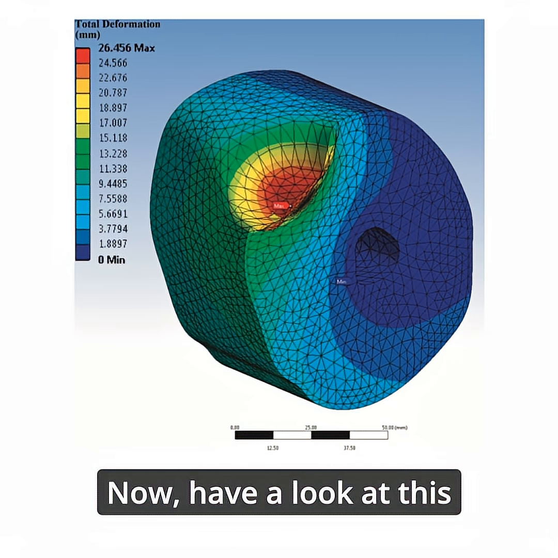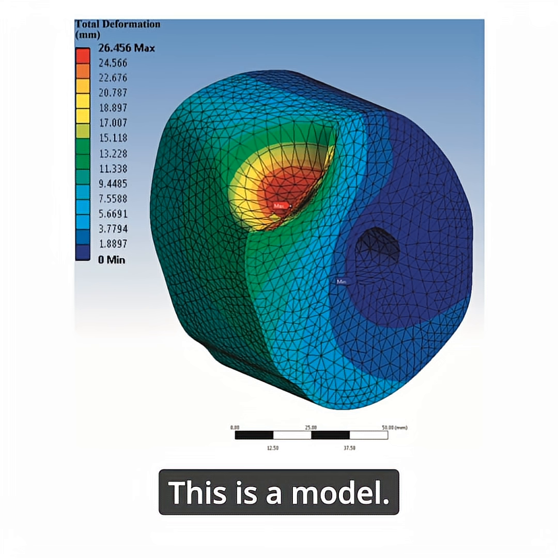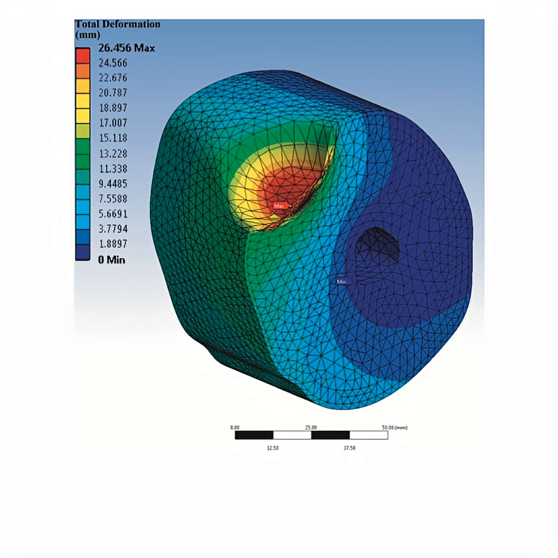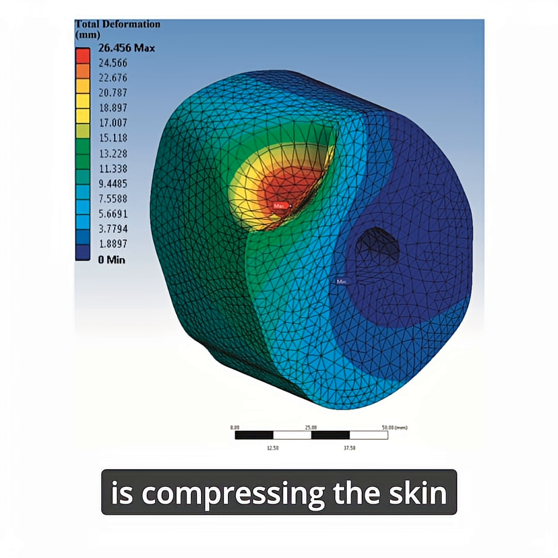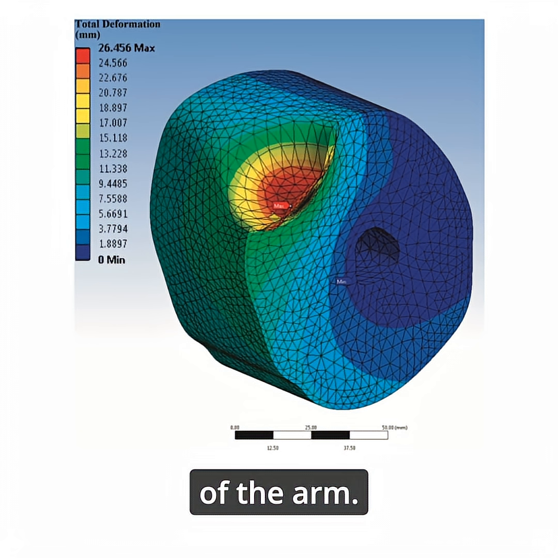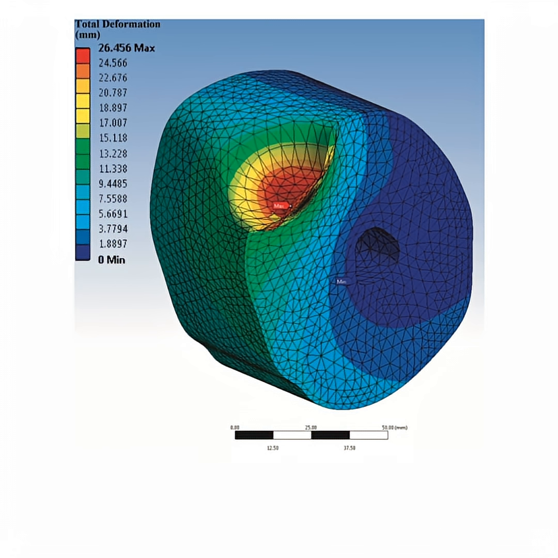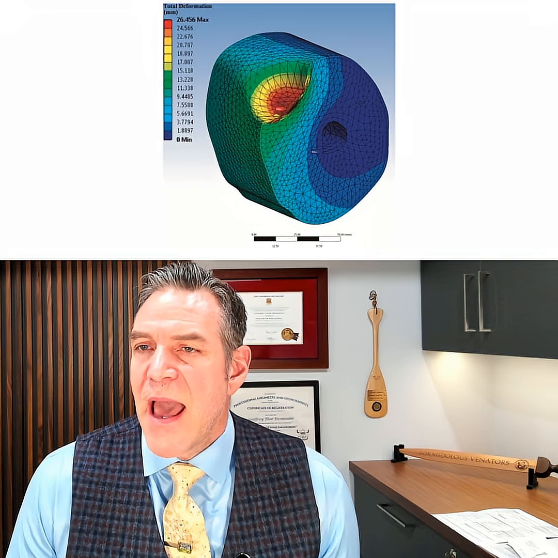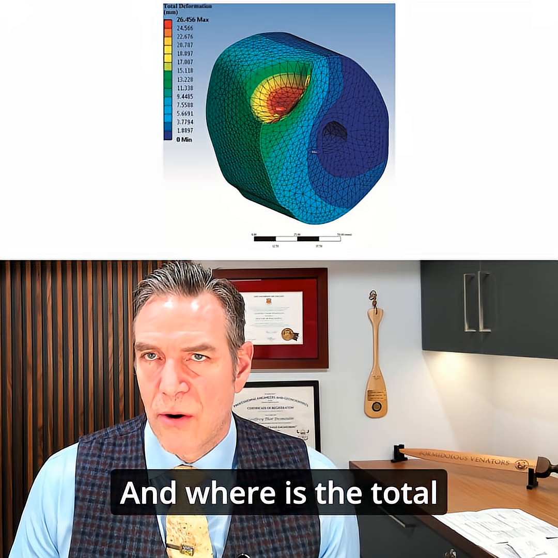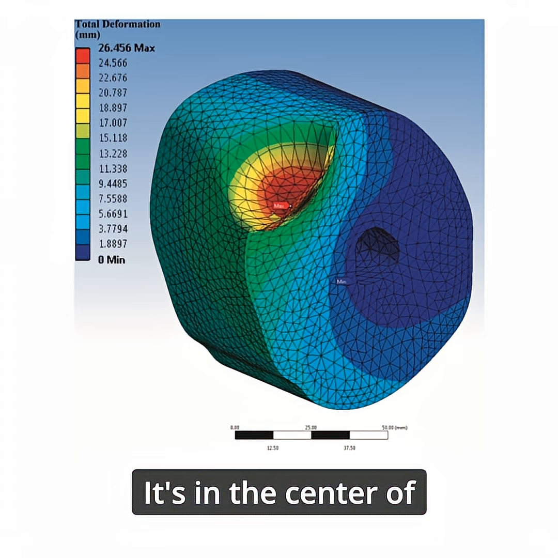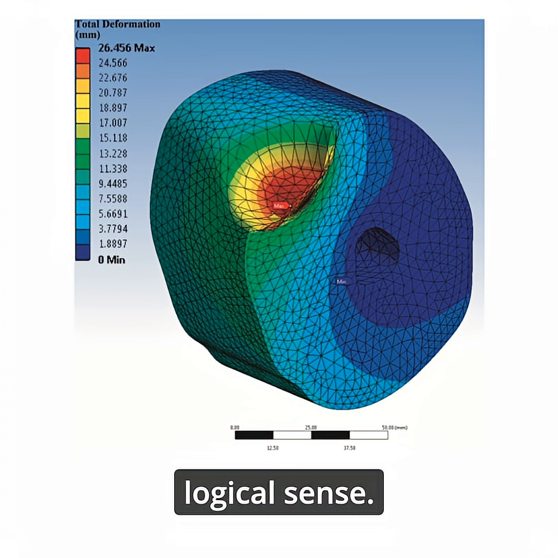Now, have a look at this image. This is a model. This is what we call a finite element model of a tennis ball that is compressing the skin of the arm. This is total deformation in millimeters. And obviously, the larger the deformation, the closer we get to red. And where is the total deformation, or the most amount of deformation? It's in the center of the ball, right? That makes perfect logical sense.